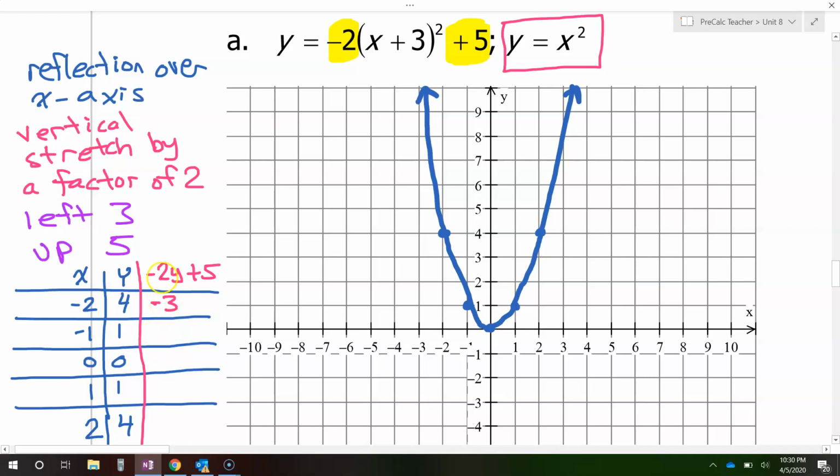Are you following all of that? -2 times 1 is -2, and then -2 plus 5 is +3. -2 times 0 is 0, plus 5 is 5. For the next ones, we already have that 1 gave us 3, and 4 gave us -3, so there you go. Symmetry, love it.